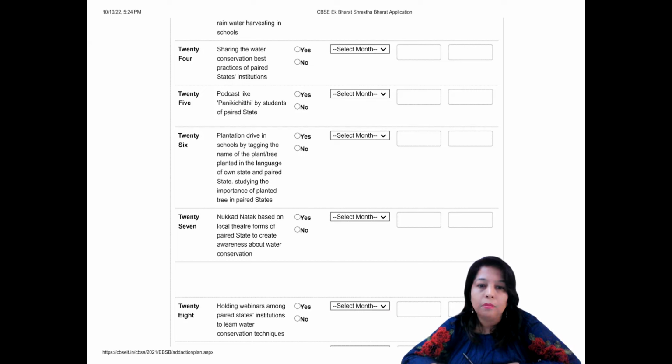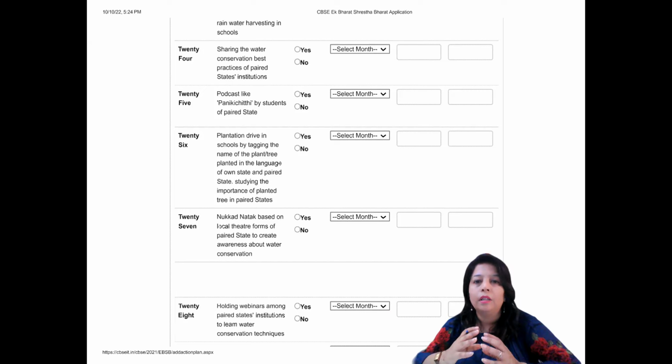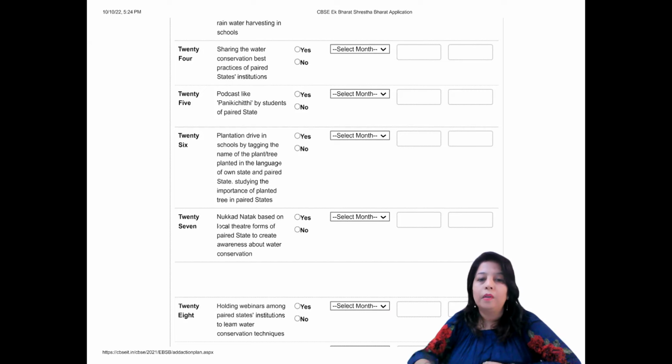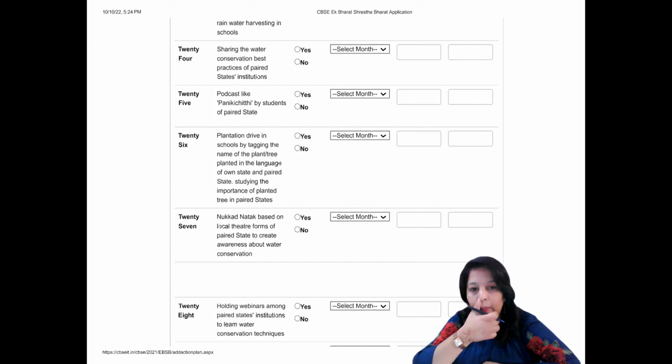Plantation drive in the schools by tagging the name of the plant or tree planted in the language of their own state and the paired state, studying the importance of the planted trees in the paired state. So, I mean, they have to name it in both the languages. The plantation drive will be conducted soon in the school, and all the class coordinators are to be responsible for that. Activity number 26. Accordingly, I'll let you know when we will be conducting this plantation drive, right? Most probably we do it on the day of the results too, or maybe some other day we can conduct the same.